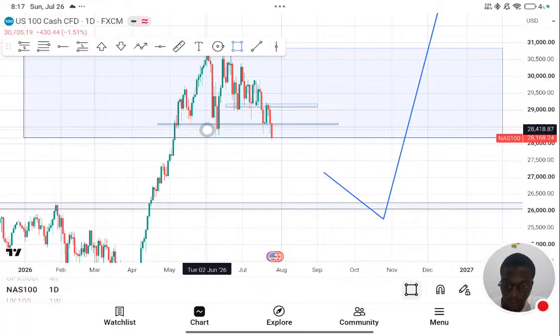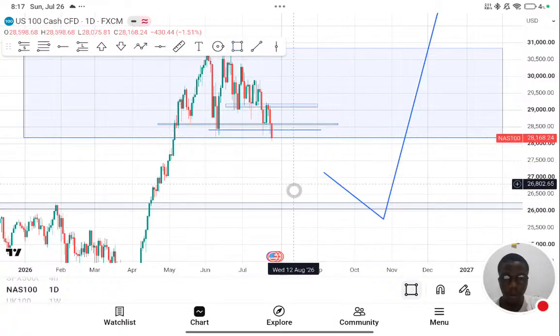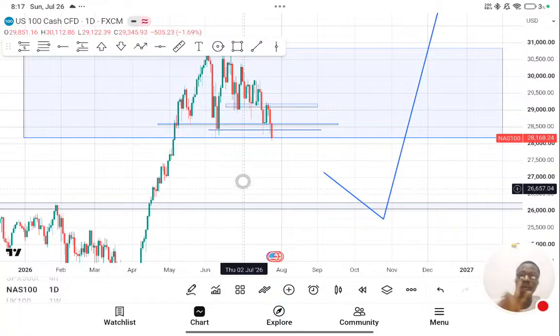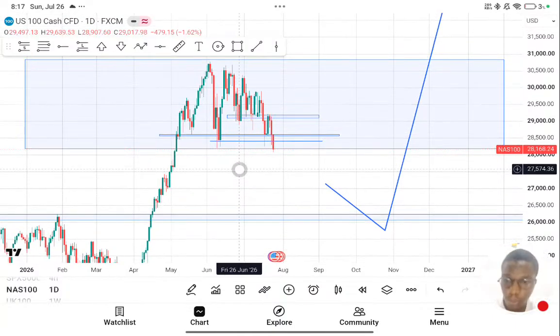This guy is even taken out. There's a new low created. So we are looking for sell opportunities too. So we are bearish on S&P 500. We are bearish on Nasdaq. We are bearish on gold too. Interesting.